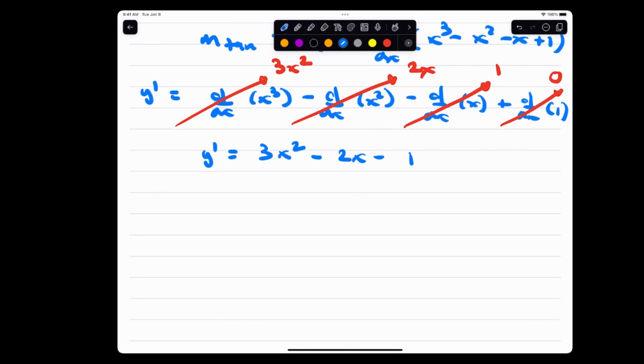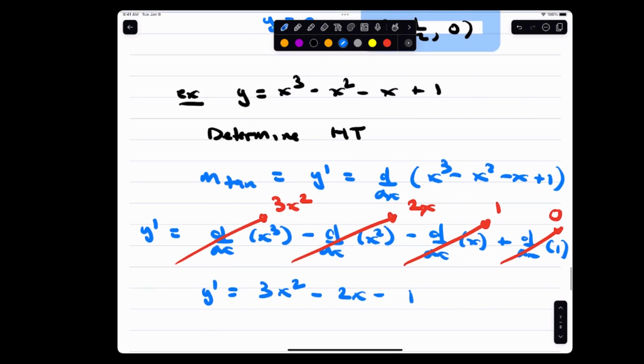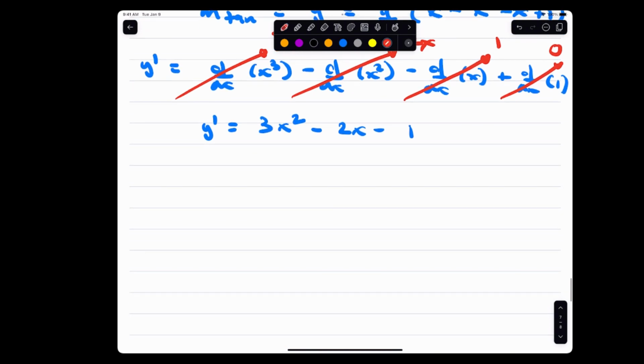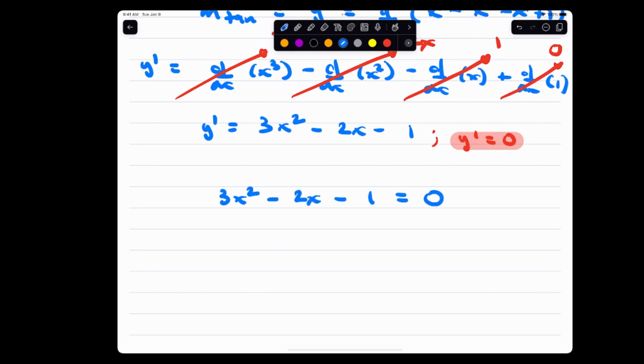All right, ladies and gentlemen. The question is, determine the location of your horizontal tangents, right? You say, I already know. Set y prime equal to what? 0. So that means if y prime is 0, you guys know what that means? We have to say what? 3x squared minus 2x minus 1 equals what? 0. And then you got to solve for what? X.